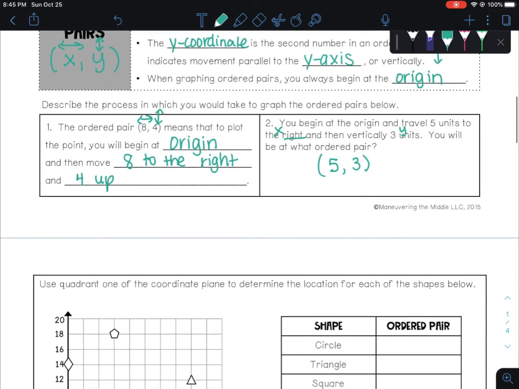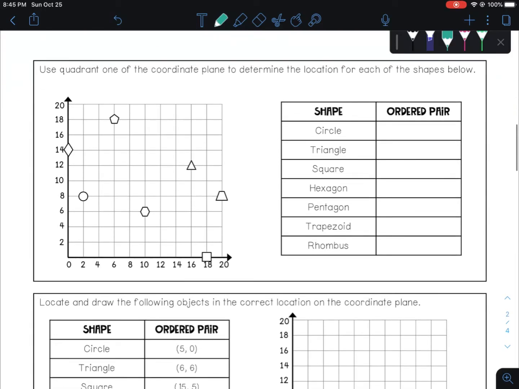It's always left and right, and then the second number is up and down. Okay, so let's use quadrant 1 of the coordinate plane to find the location of the shapes below, all right? So we have here in the corner our origin, right here, 0, 0. And we have all these different shapes.